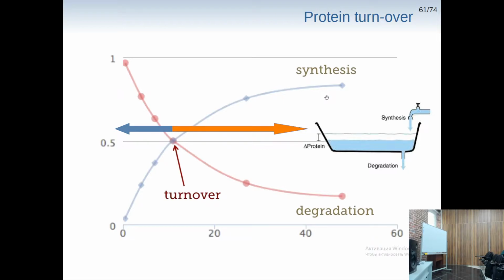And if you have a lot of water streaming down to this bathtub and a big hole in this bathtub which drains this water, you can get regulation really fast. So for some proteins and some processes, turnover is more important than the endpoint concentration of a protein.